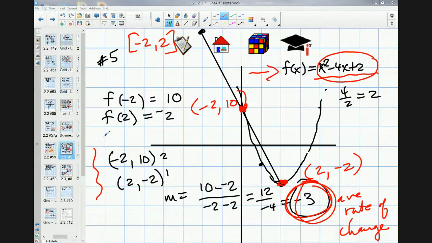If you look in the book, they gave you a function and they said, sketch the graph and find the average rate of change and compare that to the instantaneous rate of change at the endpoints. So here you can see, well, I'm going to just go on to the new.